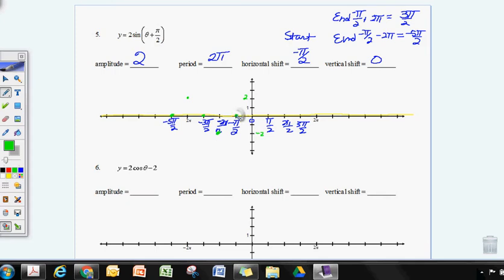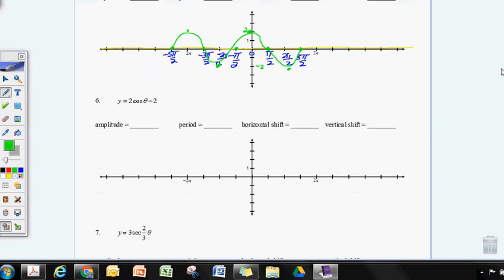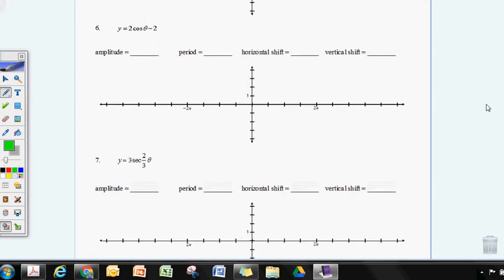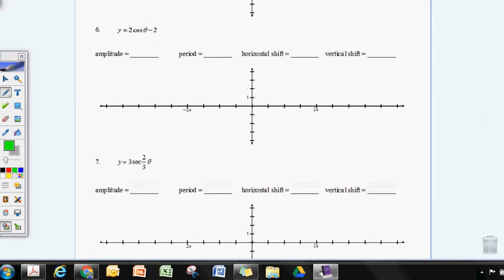Starting again. Starts at the starting point, highest point, middle, lowest point, middle. And it should look like that. Again, if I had a regular pencil, it would probably look a little smoother, but that's what we've got. So, on to number 6.